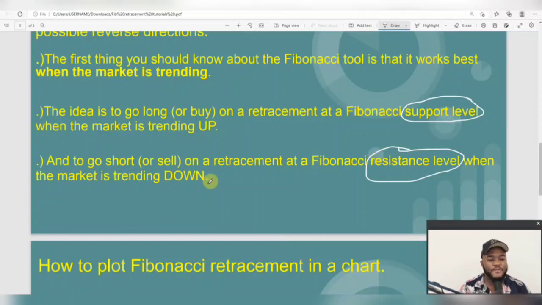Now, in using Fibonacci retracement levels, when the market is trending down, we look for a Fibonacci resistance level. But when the market is trending up, we look for a Fibonacci support level in order to buy that asset. Hope you understand. Hope you are following me. So while we progress on this chart, I will also show you what Fibonacci is and how to use it. So I hope you understand what Fibonacci is and what it actually does in the chart.